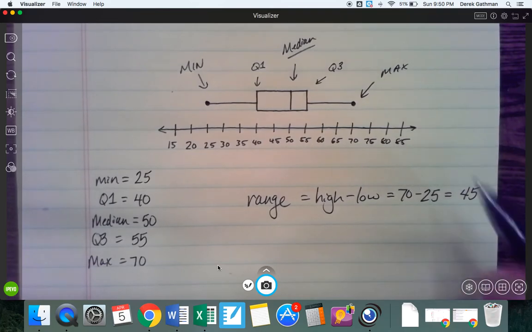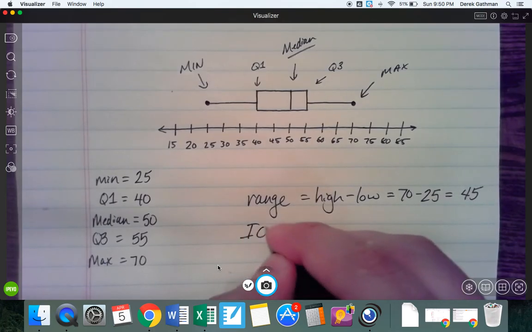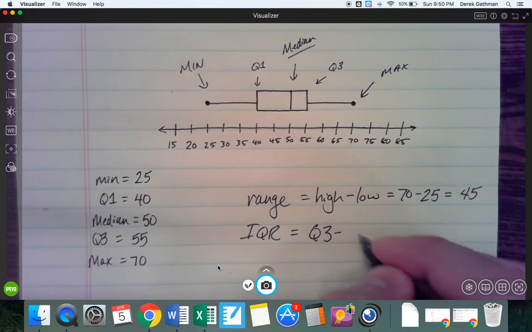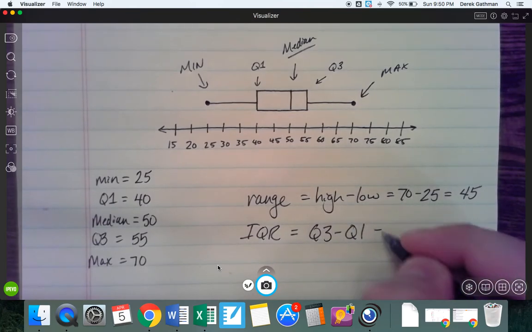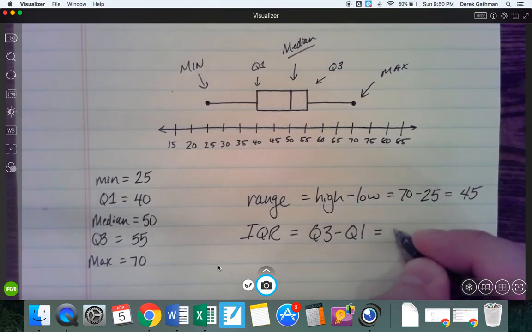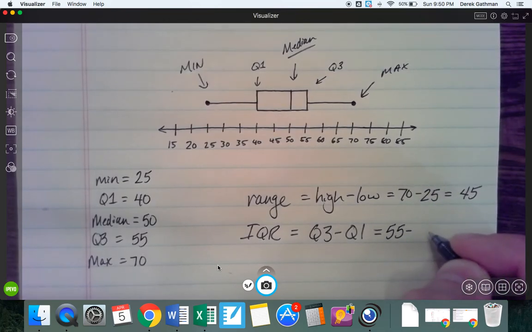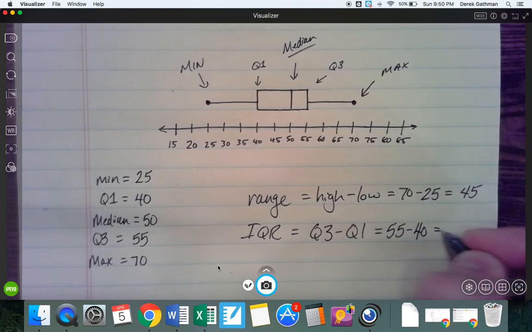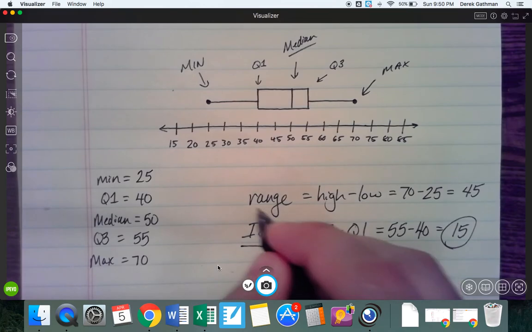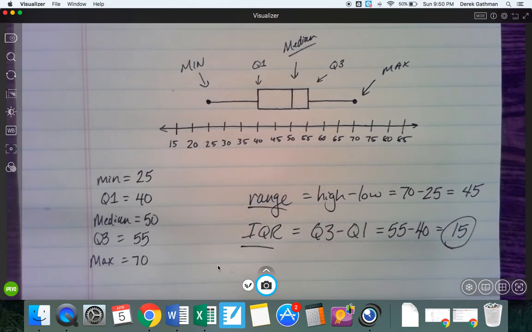The other thing I can tell from my box plot is my IQR. Remember that my IQR is just Q3 minus Q1, or my upper quartile minus my lower quartile. Here, 55 is my upper quartile and 40 is my lower quartile, so my IQR is 15. Those are the measures of variation that you're going to use in your concept.